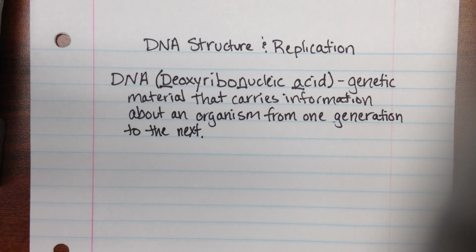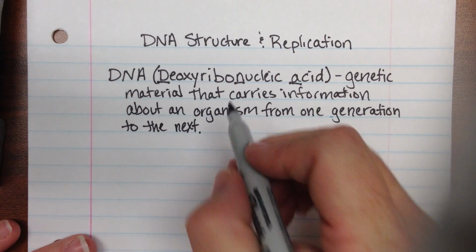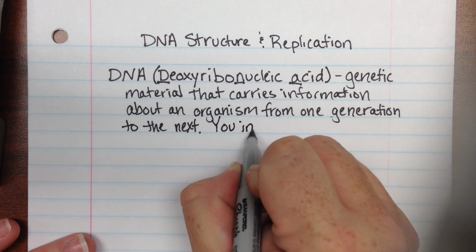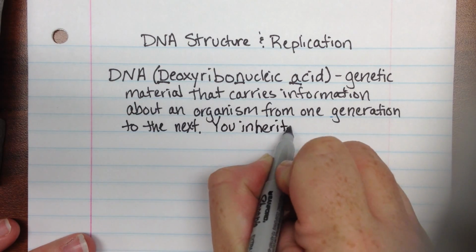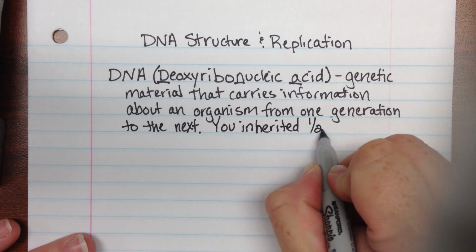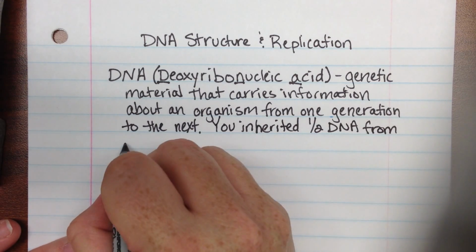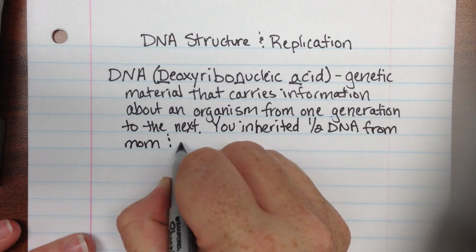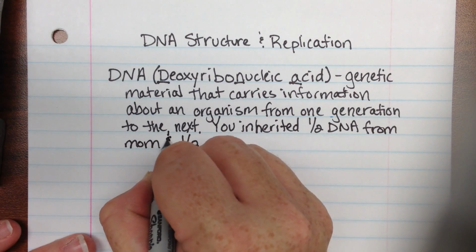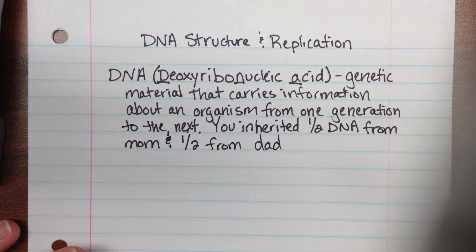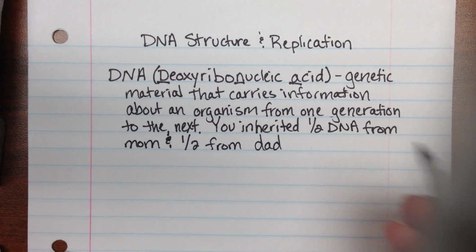Okay, DNA is very, very important for telling ourselves what to do and how to do it and when to do it. Okay, speaking about going from one generation to the next, you actually inherited, that means it was passed down to you, half of your DNA from your mom, and the other half of your DNA, that's an and, from dad. That's why you don't look exactly like your mom or your dad.